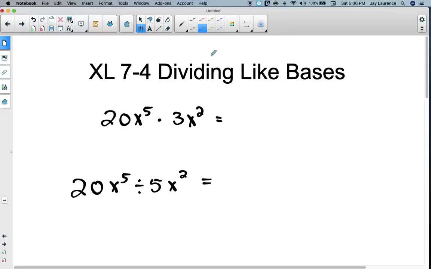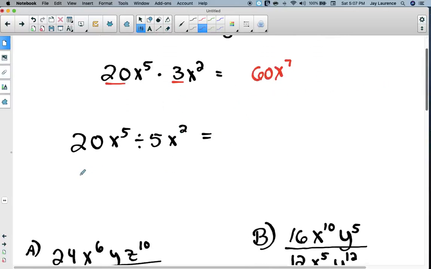All right, so we know that if we multiply like bases, we can add our exponents, right? If you figure that out, or you can say I've got 5 x's here being multiplied and 2 x's there, I must have 7 x's being multiplied. And of course, we have to multiply the 20 by the 3 and get 60, right? When we're dividing, it's very similar. Now, some of you will figure out quickly what you can do. I like to think about it as a fraction.